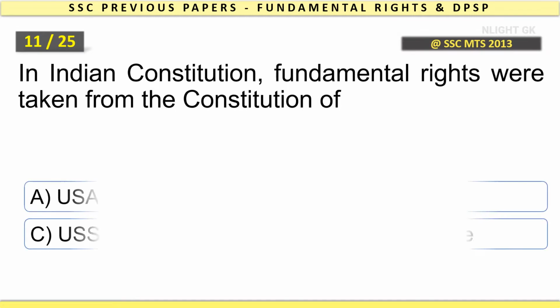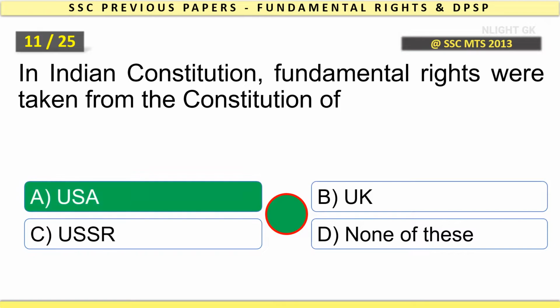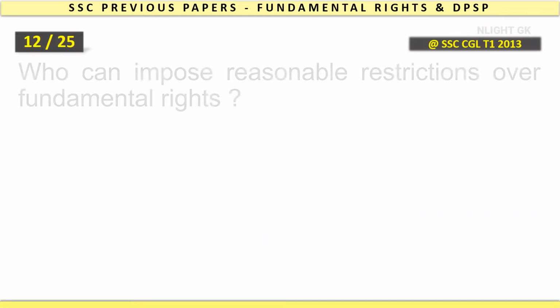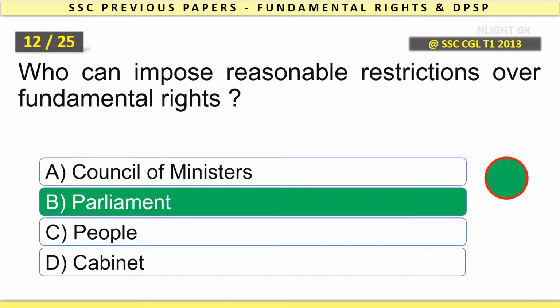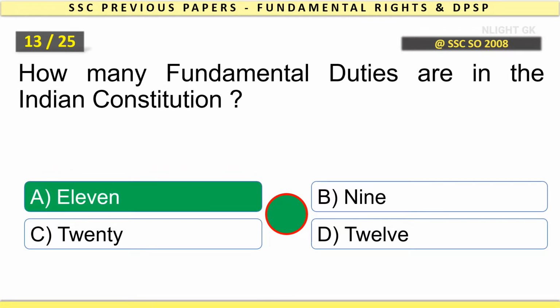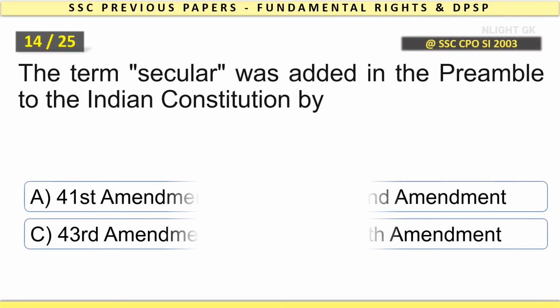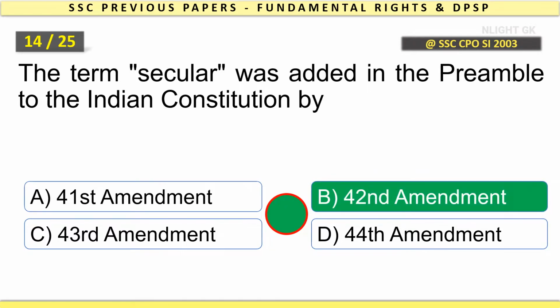In the Indian Constitution, fundamental rights were taken from the Constitution of USA. Who can impose reasonable restrictions over fundamental rights? Parliament. How many fundamental duties are in the Indian Constitution? 11. The term secular was added in the preamble to the Indian Constitution by the 42nd Amendment.